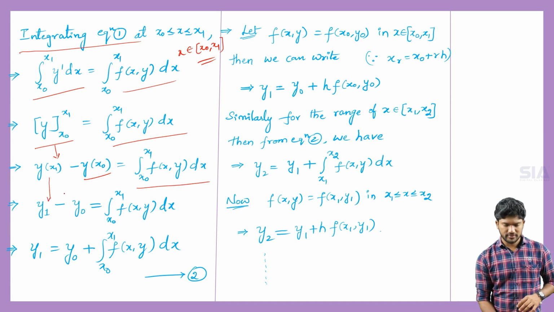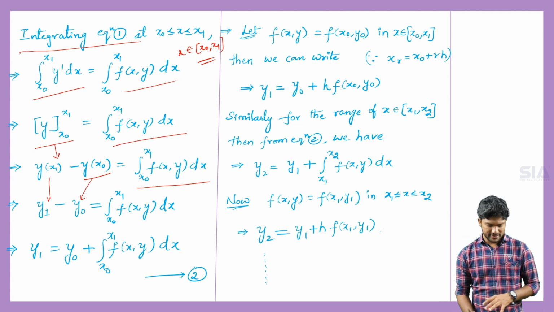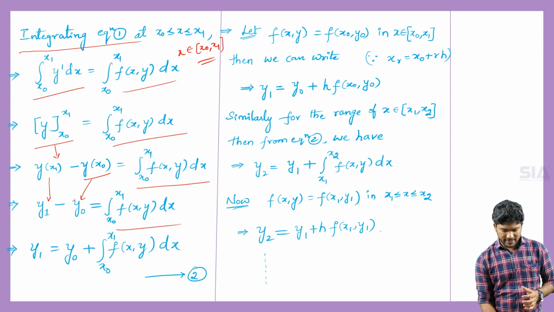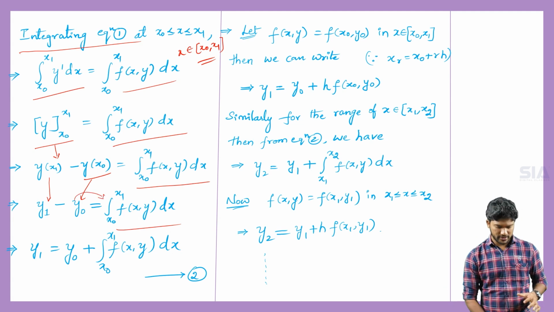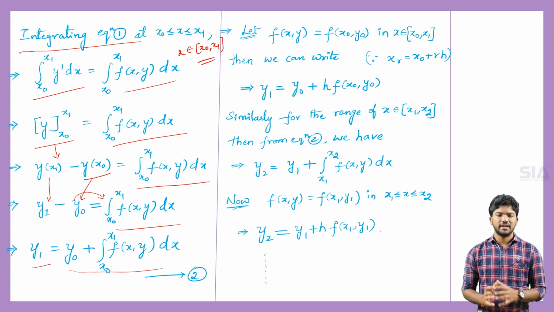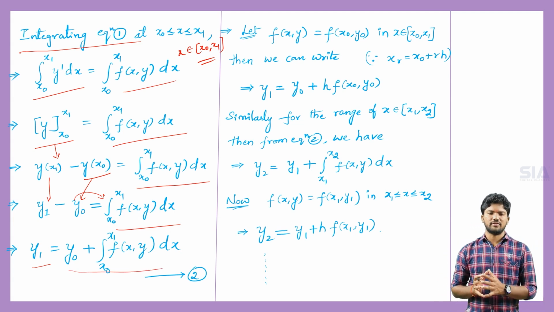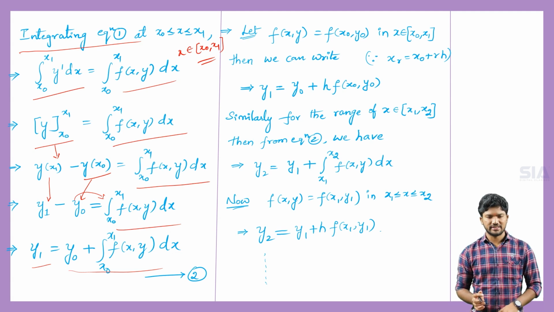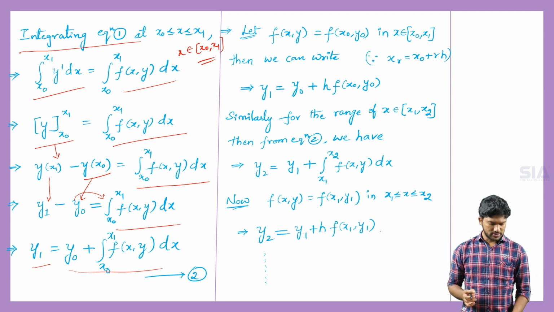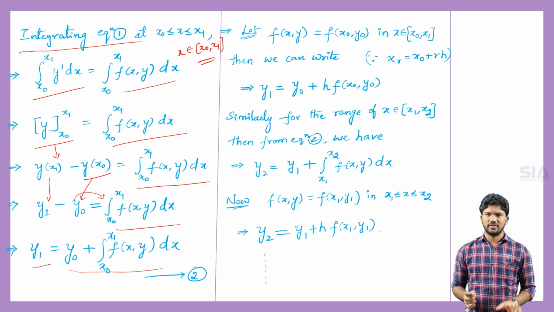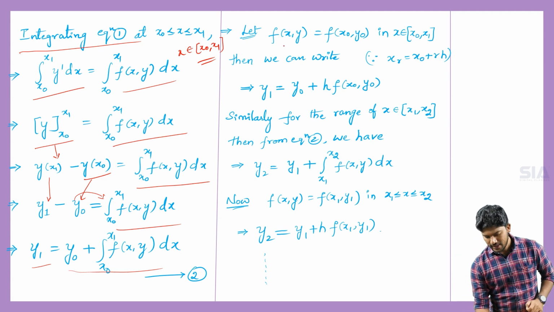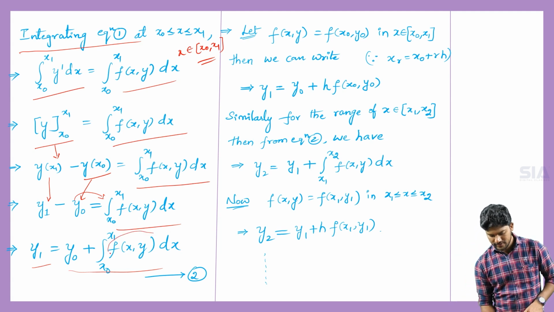Now what is y of x1? It is y1. From the initial condition, y of x0 is y0, so y1 minus y0 is equal to integration over x0 to x1 of f of x comma y dx. Now send this negative value, minus y0, to the RHS. Therefore y1 is equal to y0 plus integration over x0 to x1 of f of x comma y dx. That is taken as equation number 2. Equation number 1 is the given initial value problem. Equation number 2 is our first integration value of the function y at x equal to x0 comma x1.